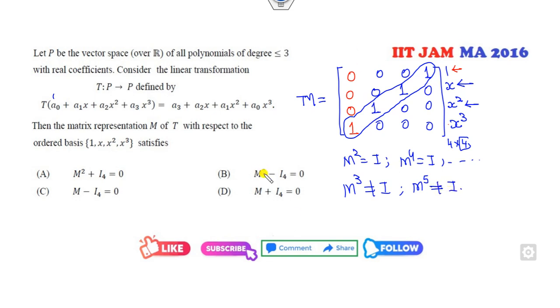Now look at the options. M square is equal to I: M square is an even power, so it is I, correct. M is equal to minus I: you can see it is not minus I. M is equal to I: not. M square, because it's an even power, it must be I. So this option is also cancelled. B is my right answer.